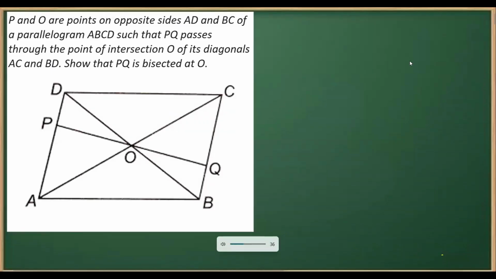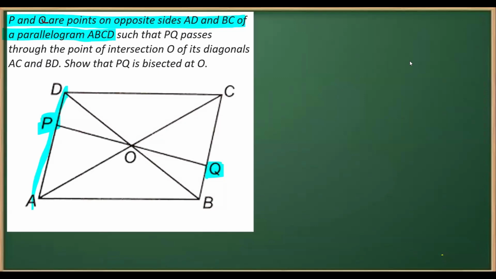In this question from the chapter quadrilateral, it's given that P and Q are points on the opposite sides AD and BC of a parallelogram ABCD. By mistake it's written O, it's actually Q. So we can see here that P and Q are on opposite sides, that is, one is on AD, another is on BC of this parallelogram ABCD.